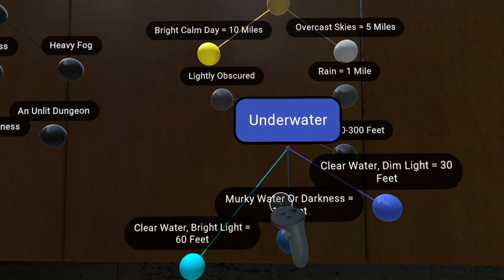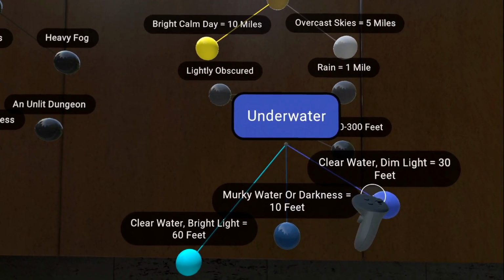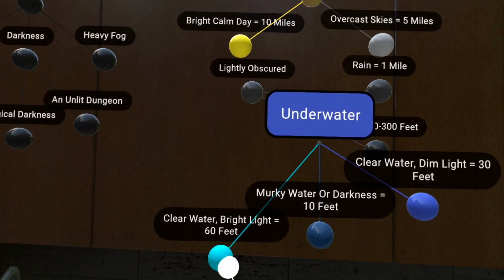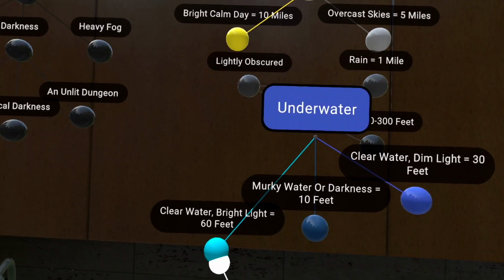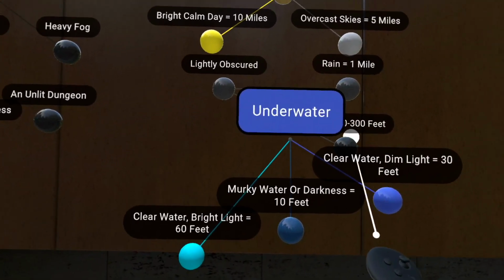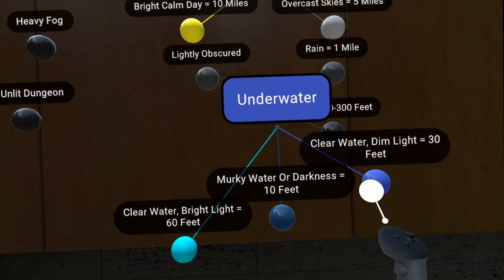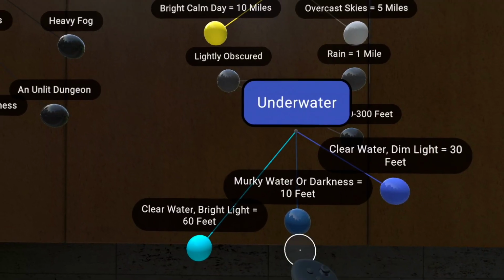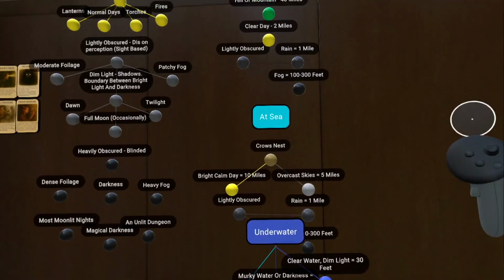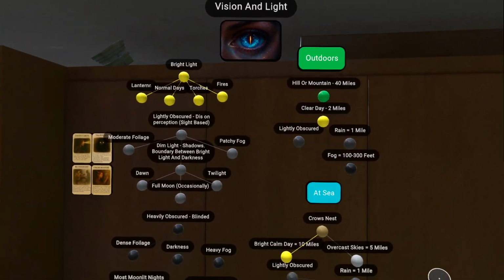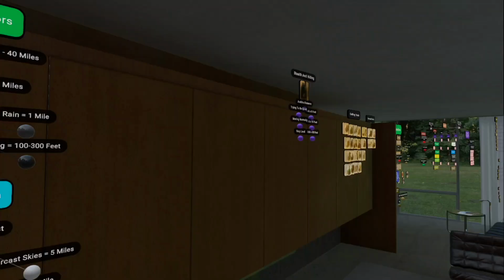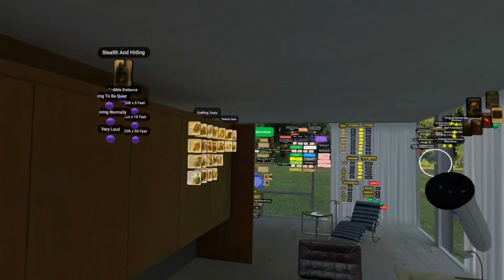Underwater. And the cool thing is you can change the colour of the lines as well, just to give a little bit more colour and interest to the room. In clear water, 60 feet. Nice light clear water colour I've got here. In bright light, that is. Clear water in dim light, a little bit darker, 30 feet. Or murky water or darkness, you can only see 10 feet. All right? So that's nice. There's probably a bit more to vision and light, but that's the main bulk of it there.